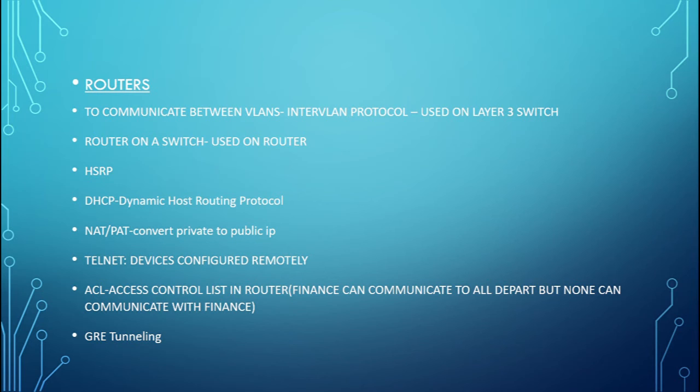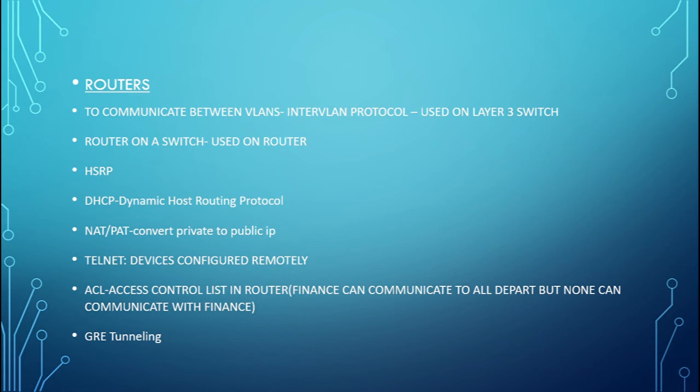Next, we will see what is DHCP. Dynamic Host Configuration Protocol is a network management protocol used on Internet Protocol networks, whereby a DHCP server dynamically assigns IP addresses and other network configuration. So it is a protocol that automatically gives IP addresses to every computer device present in the company. Next is NAT and PAT. To convert private IPs to public IPs, we use NAT and PAT.